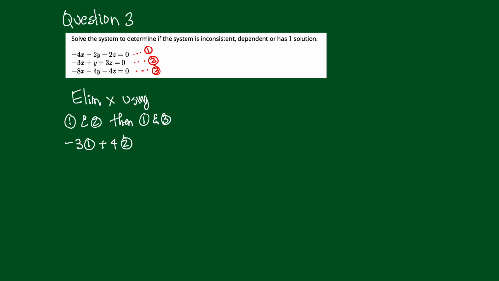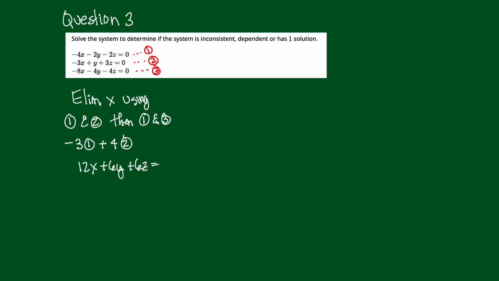So let's do it. Multiply everything in here by negative 3. Negative 3 times negative 4 is positive 12x. Then negative 3 times negative 2 is plus 6y. And then negative 3 times negative 2 again is plus 6z. And that's all equal to 3 times 0, which is 0.